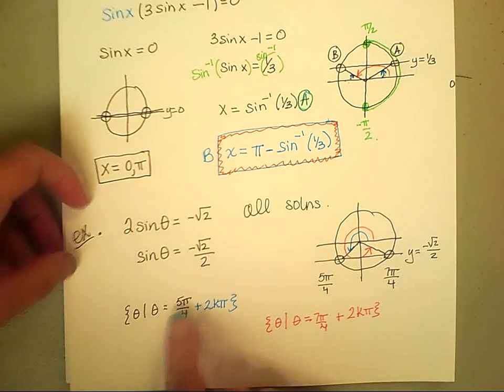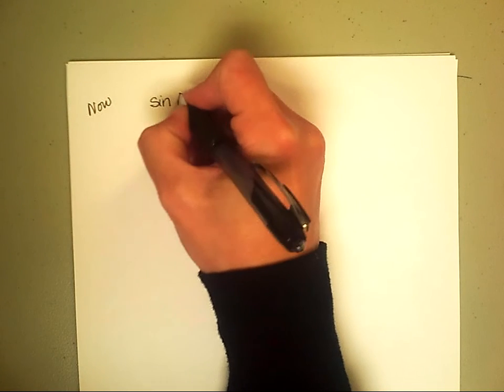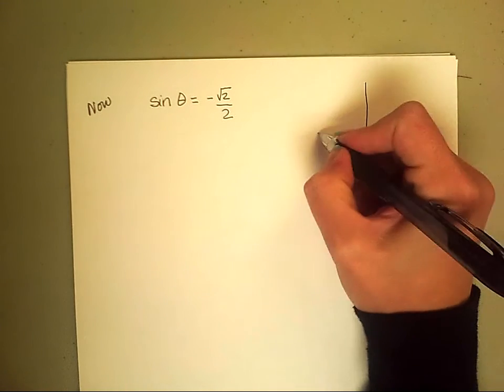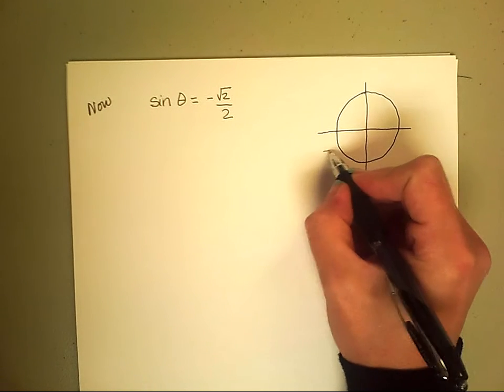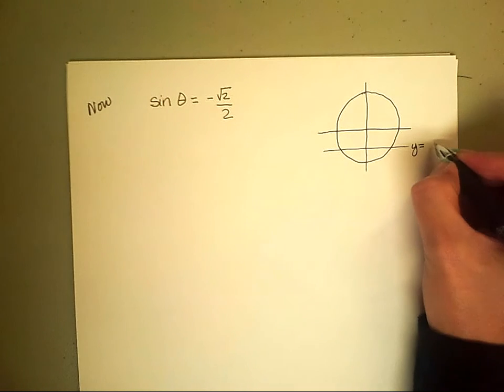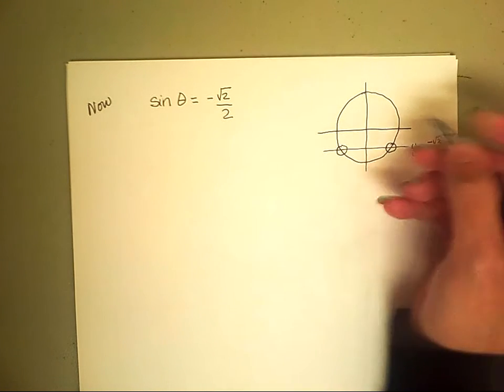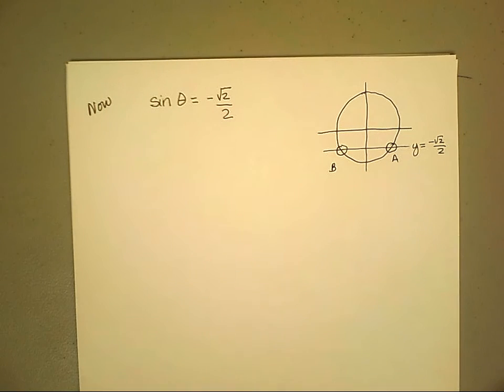Okay. Now let's do this not using our knowledge of the unit circle, but using the inverse cosines or inverse sines. So now we'll just pick up from where the sine of theta is equal to negative root 2 over 2. Drawing the unit circle, here's the line y is equal to negative root 2 over 2. Again, I have these 2 angles. I'll call this angle A and angle B.